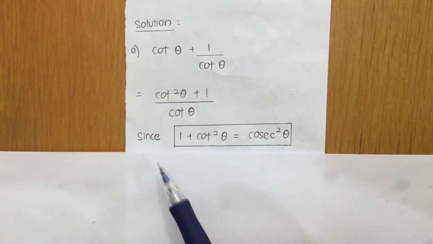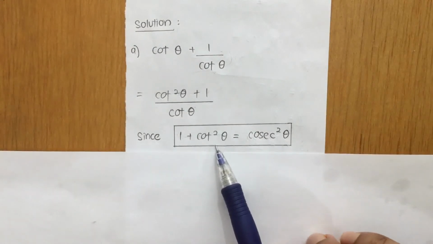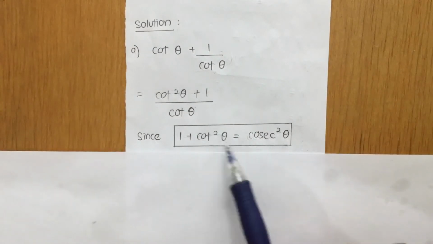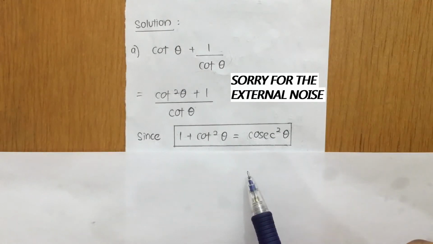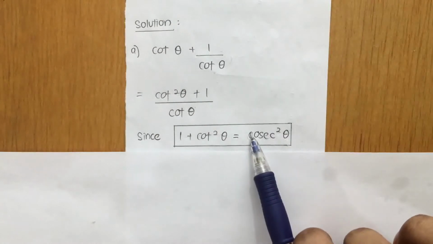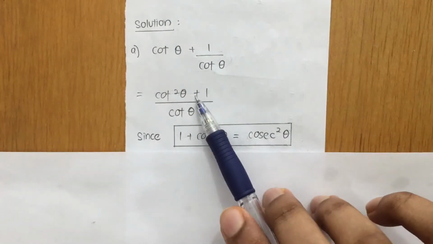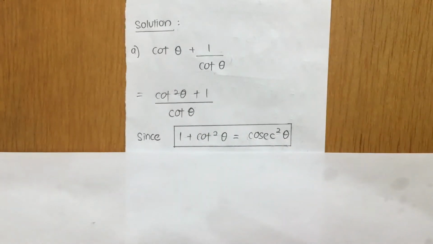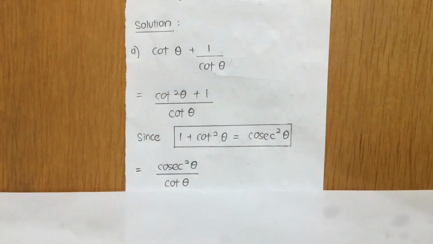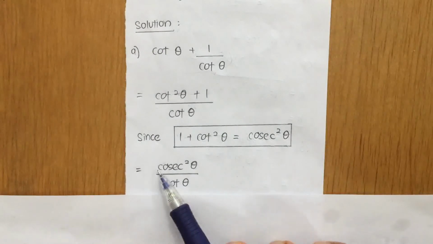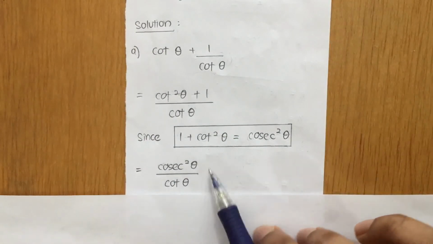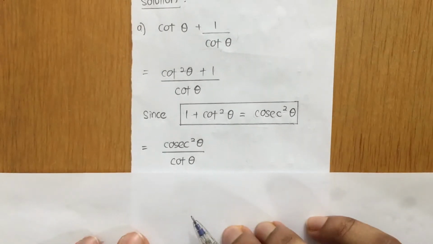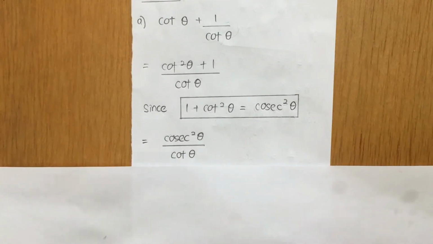Since 1 plus cot squared theta is equal to cosec squared theta, which is one of the trigonometric identities, we're going to substitute this cosec squared theta into the numerator over here. Let us proceed to our next step. From here, you rewrite cosec squared theta over cot theta. So this will be a new working. Let us proceed to the next step.